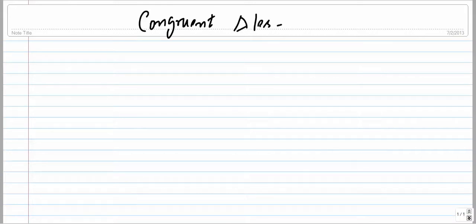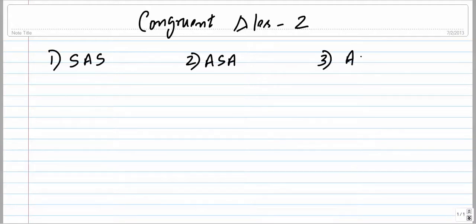Congruent triangles, session 2. Basically, there are 5 rules for congruent triangles we had studied in the last session. One was SAS, the second was ASA, and the third was AAS. Many people get confused about why SAS, why ASA, why AAS. So let's try to understand why it is like this.